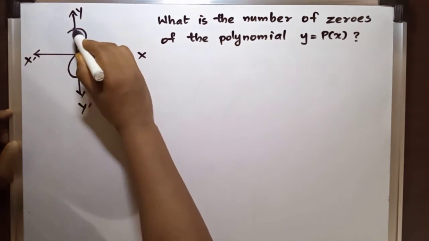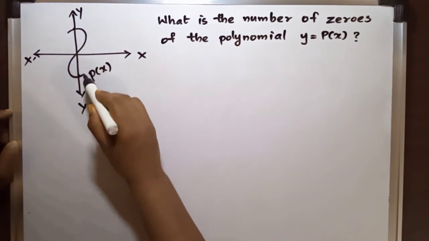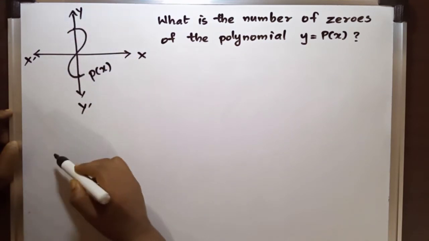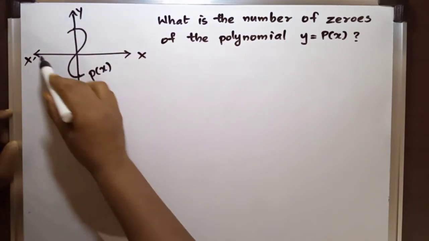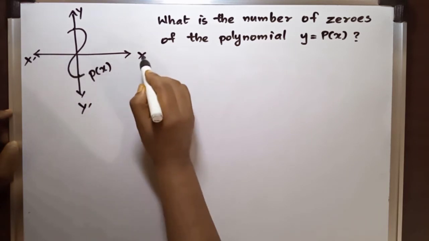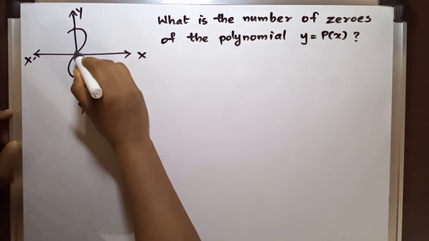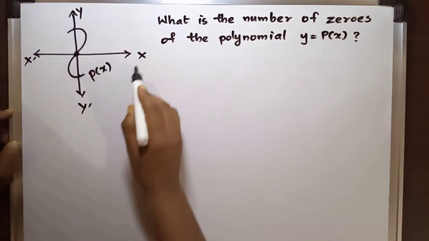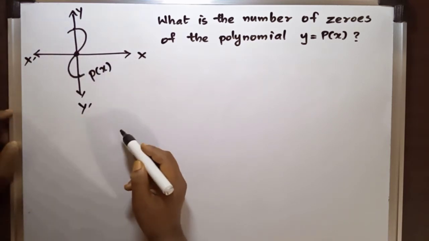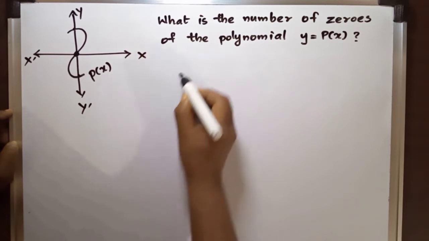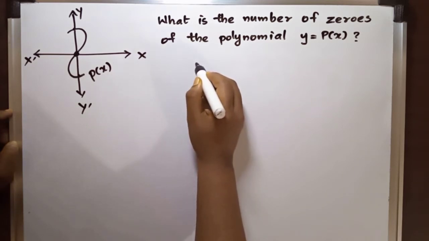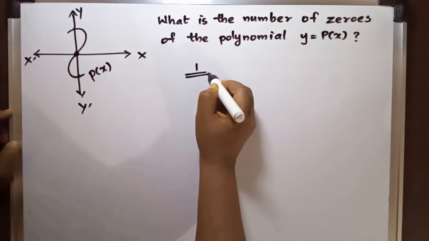See these 2 points. Listen here, at these 2 points the curve cuts the y-axis. But we need the points where the curve cuts the x-axis. This is the x-axis. So only at this point the curve cuts the x-axis. So number of zeros of the polynomial is just 1.